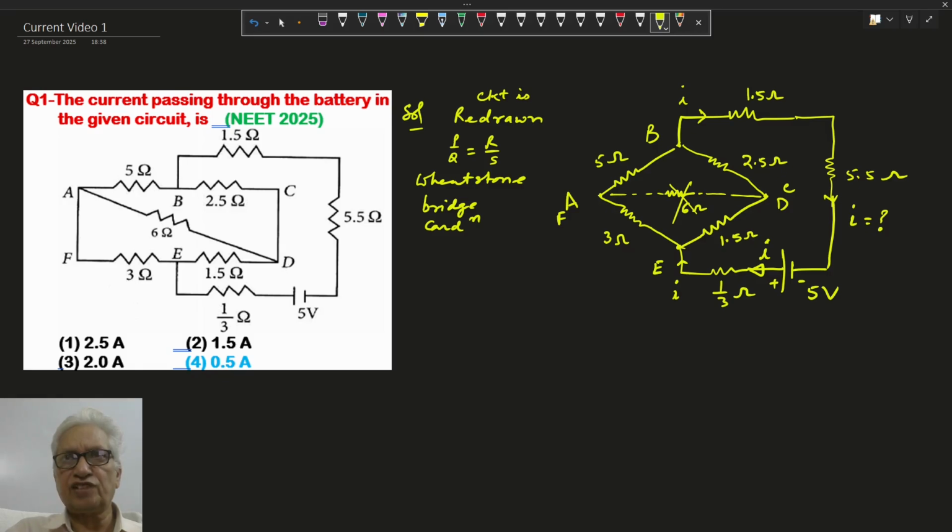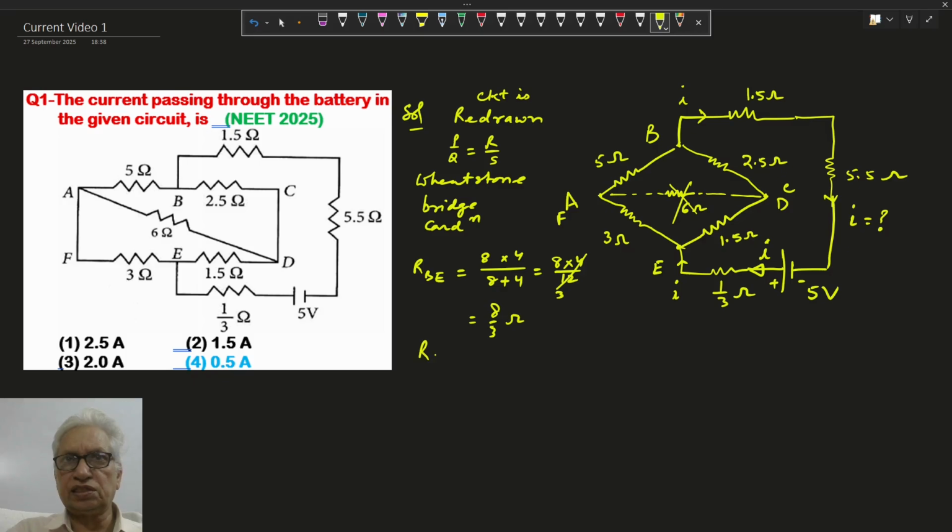After removal, 5 and 3 are in series, and 2.5 and 1.5 are in series, so it will become 5 plus 3, 8, and 2.5 plus 1.5, 4. So across the two points, the resistance will be 8 and 4. So 8 and 4 are in parallel. The parallel formula will be R1 R2 upon R1 plus R2, 8 times 4 upon 12. So this is 8 by 3 ohm.